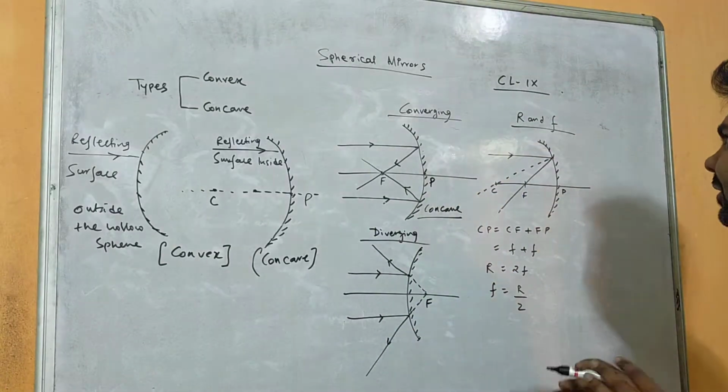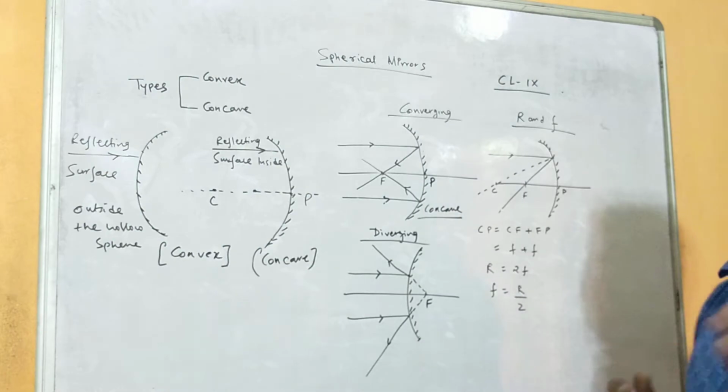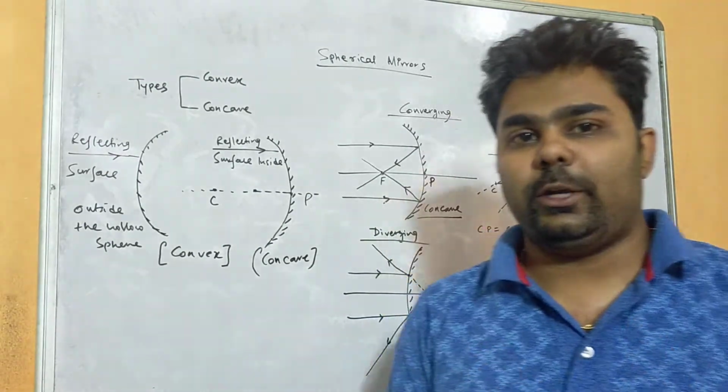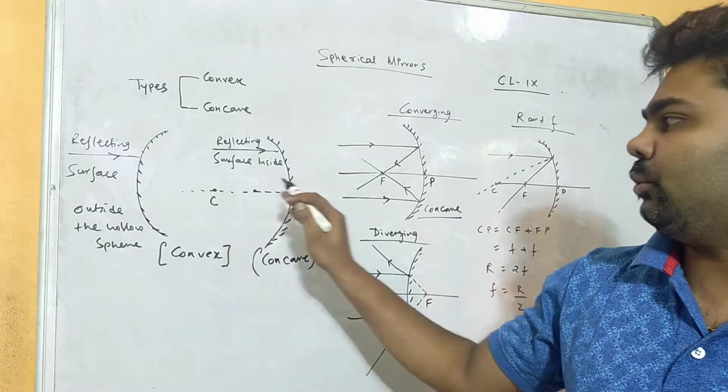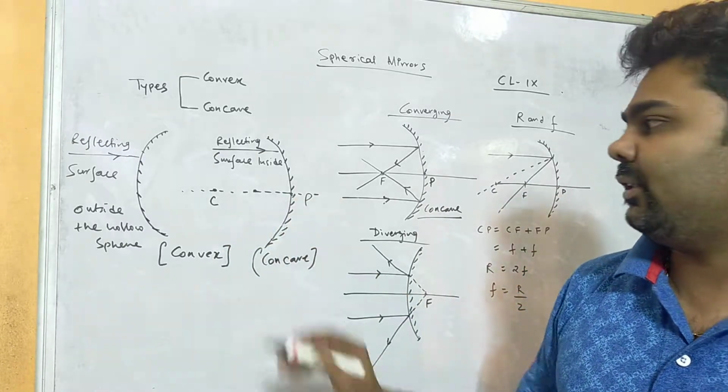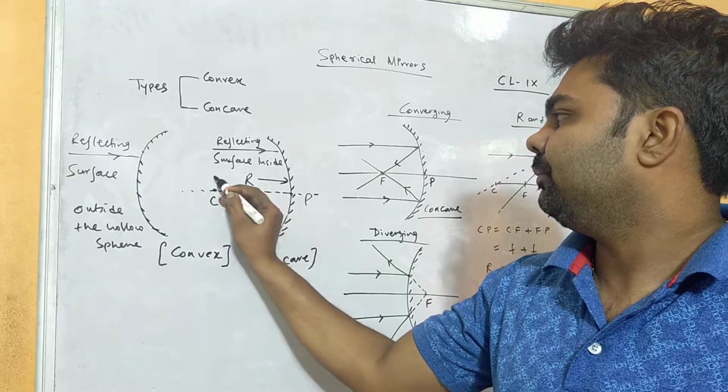So let's see now what is the relation between R and F. R stands for the radius of curvature. Radius of curvature means the distance from C to P, from the center of curvature to the pole, is called the radius of curvature. This distance is called R, right?